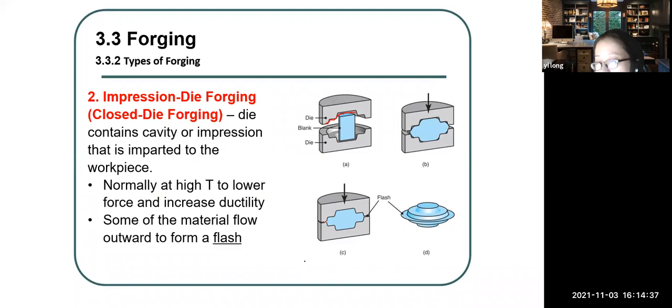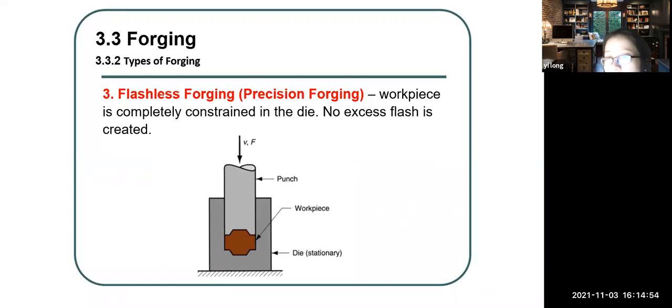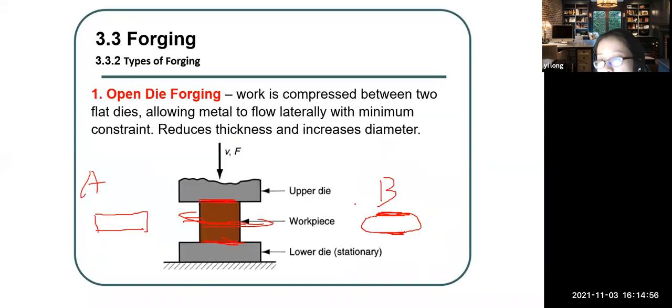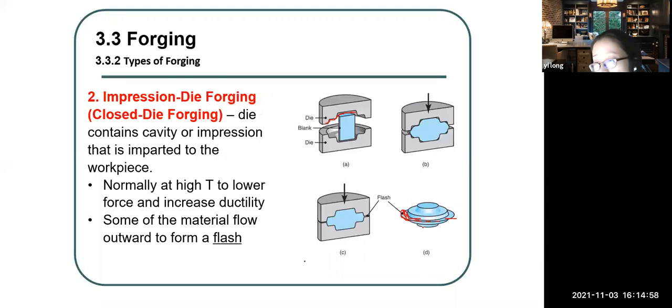But the issue for this, it's not an issue, okay, but for some applications maybe it is an issue because they're going to create this flash, which means it's useless later. You have to get rid of it. So some of the material flows out to form flash, which you can get rid of. And also precision forging solves this issue, because you're going to waste some material here, right?